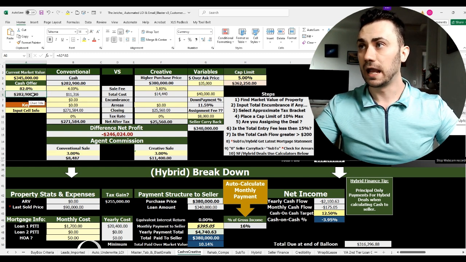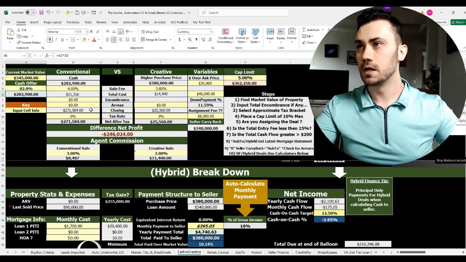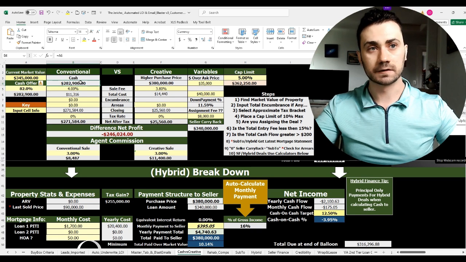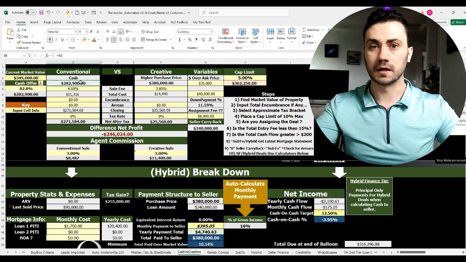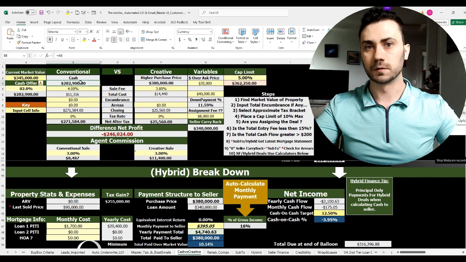So I'd say 82%, $282,000 cash for this particular property is where I would be sitting at. So we're roughly $90,000 below the current list price for this property. So if you're below $90,000 to $100,000 of the current list price, you 100% will be able to move this property as a wholesaler. That's what your intentions are.